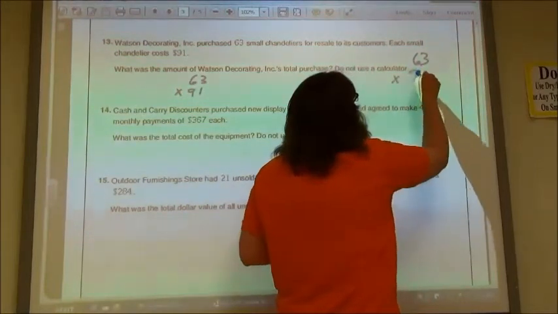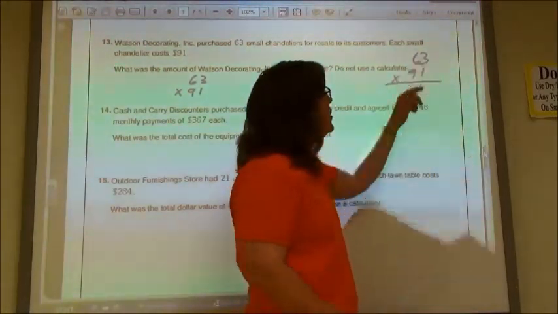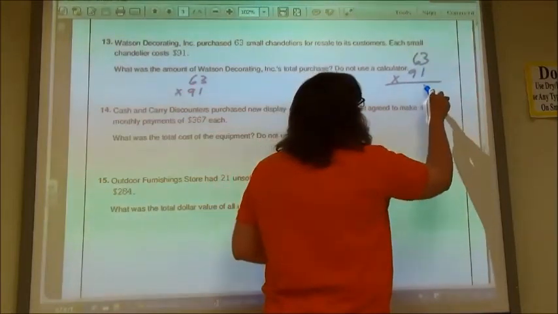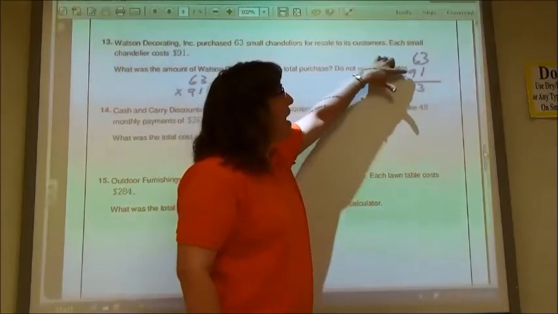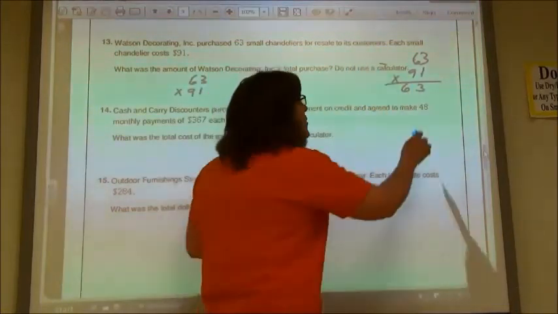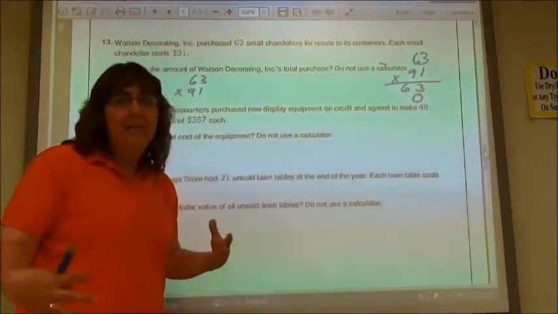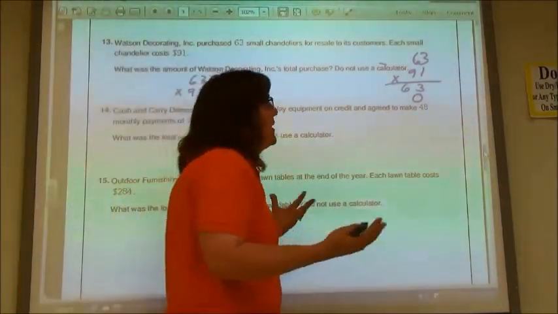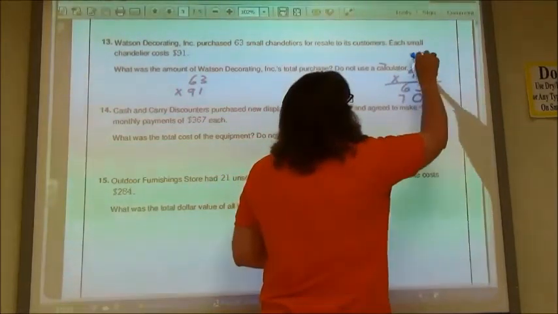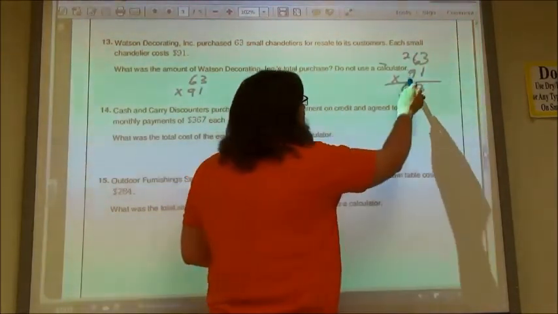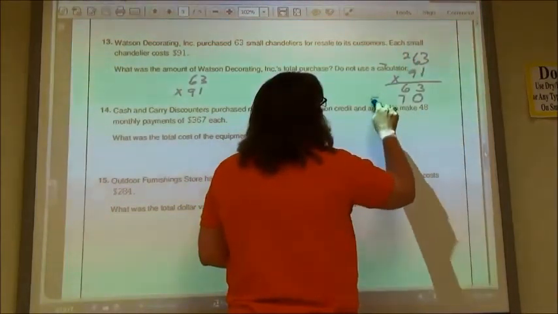63 times 91. So when I start in the ones, I take the 1 times each of those. 1 times 3 is 3, 1 times 6 is 6. Now I have to remember the 9 is in the 10 spot, so we add a 0 down here because we're multiplying by 90 instead of 9, and that way it keeps track of where we're at. 9 times 3 is 27. I carry my 2. 9 times 6 is 54. Add my 2, so 56.